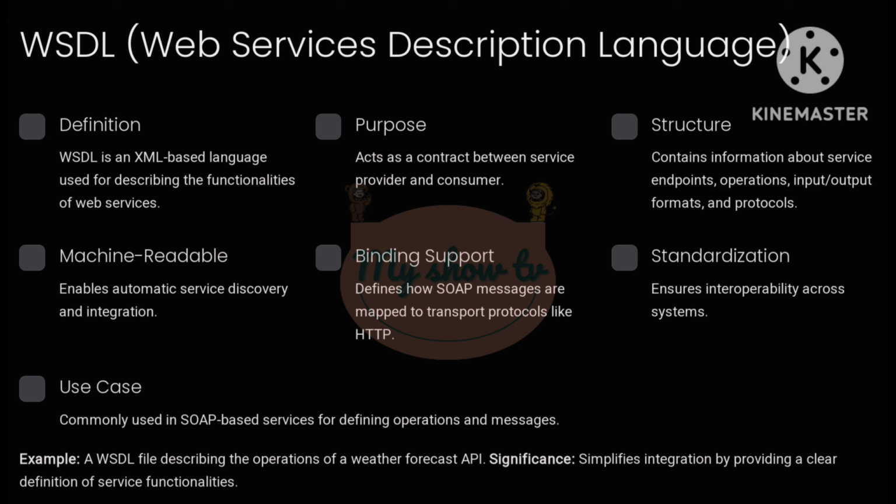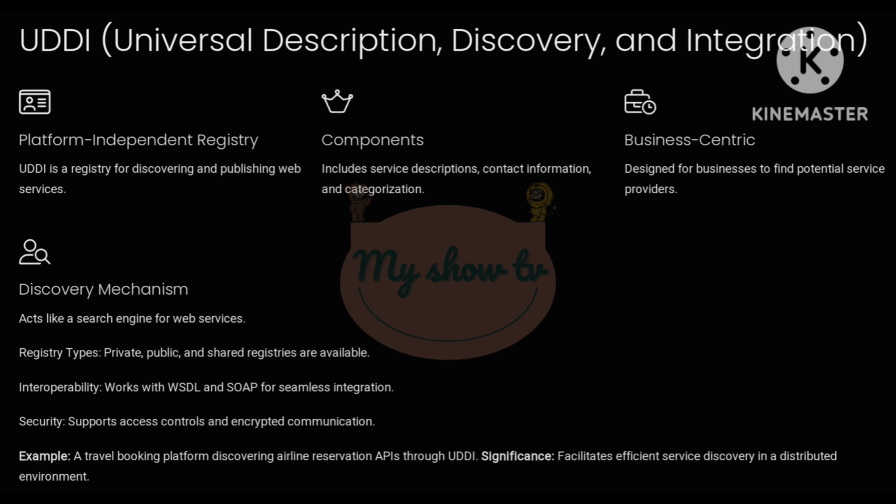For instance, if you are using a weather forecast service, the WSDL file will specify all the operations you can perform, such as checking the temperature or humidity, and define the data you need to send and receive. Its machine-readable nature allows developers to integrate services quickly without diving into the code. Additionally, WSDL ensures platform independence and interoperability. For example, you can use WSDL to describe a SOAP-based weather API, enabling clients in different programming languages to consume the service seamlessly. Slide 3.